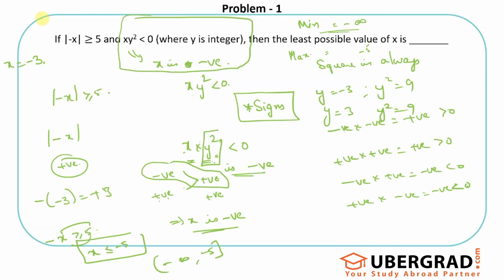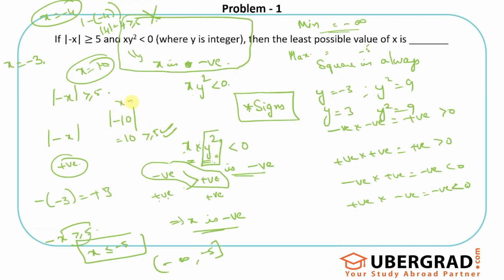If let's say I take x as minus 4, what's going to happen? Mod of minus 4, which is mod of 4, which is 4. Is 4 greater than or equals to 5? No, I am wrong. If I have minus 4, minus 3, and then can I have x equals to 10? Yes. If I have x equals to 10, mod of minus x is mod of minus 10, which is 10. Is it greater than or equals to 5? Yes, this is correct. But if x is 10, x is positive, then xy square will always be positive, can't be negative. That's what I said.